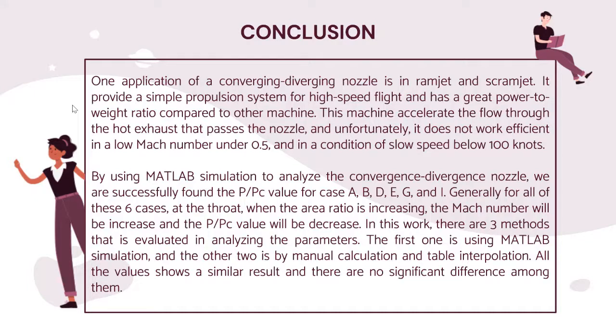By using the MATLAB simulation, we analyzed the converging-diverging nozzle and found the p over pc value for cases A to I. Generally, when the area ratio is increased, the Mach number will also increase. Conversely, the p over pc value will decrease. This work also evaluated three methods to analyze the parameters. The first one is using the MATLAB simulation, and the other two are manual calculation and table interpolation. The three results show similar values and there is no significant difference among them.